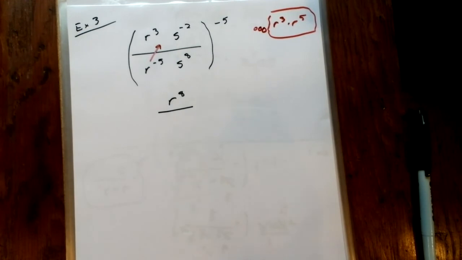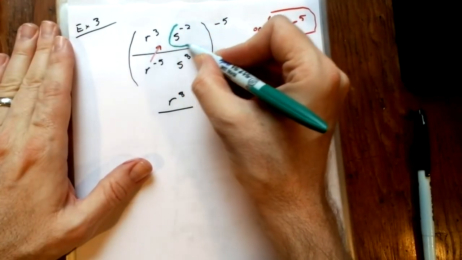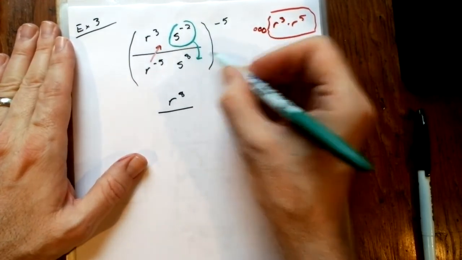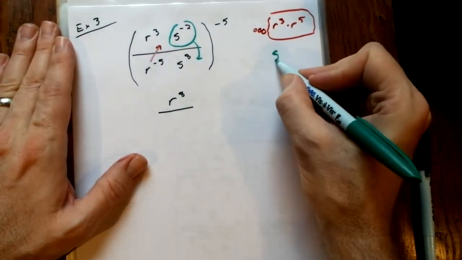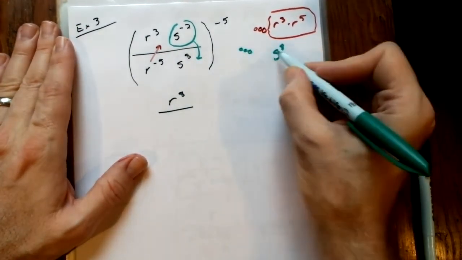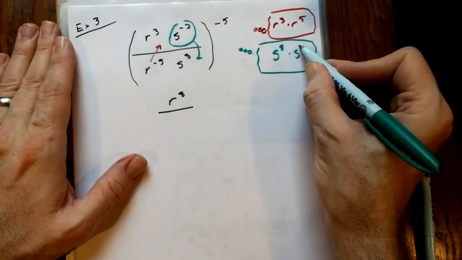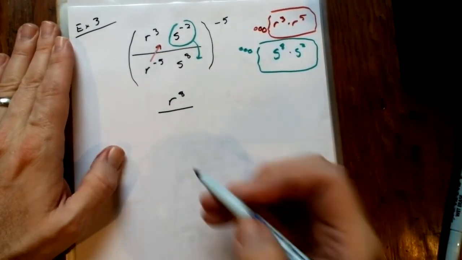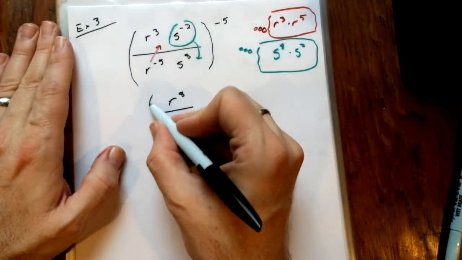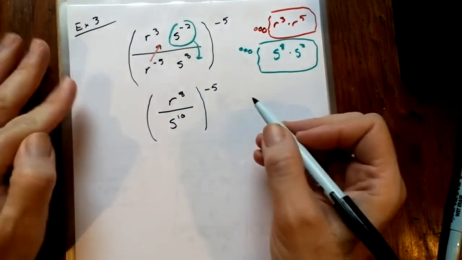I've got this s to the -2, and that's going to move down. So that means I'll have that original s to the 8th here times an s squared. So that's going to leave me with s to the 10th. All of that to the -5th power.